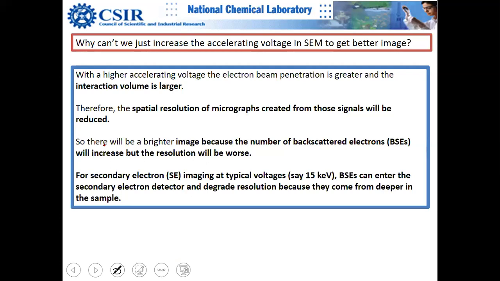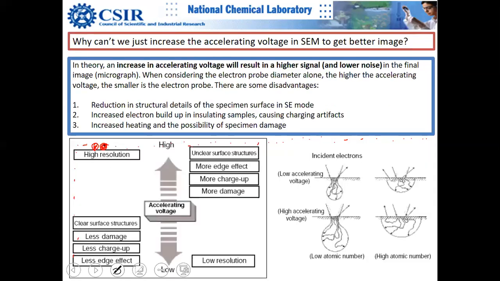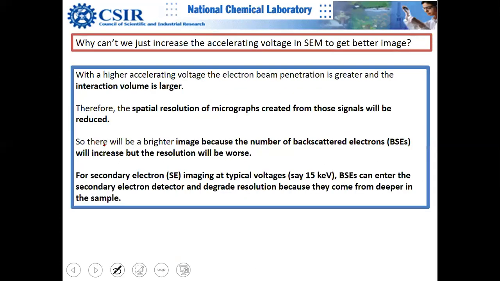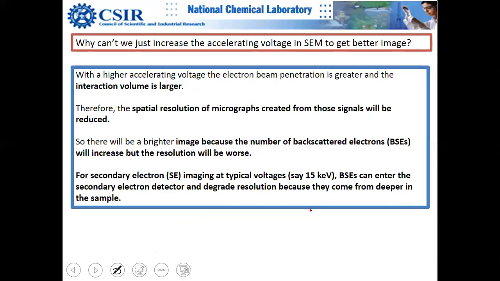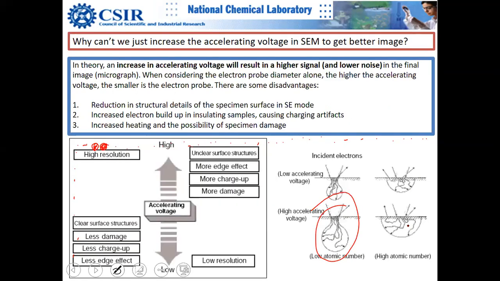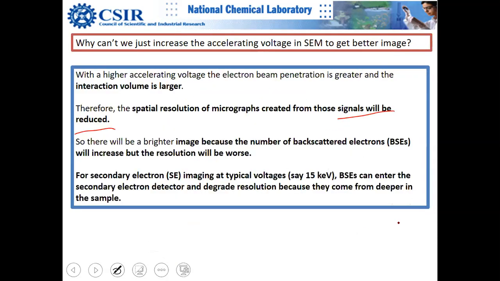Why can't we just increase the accelerating voltage and get better images? With high accelerating voltage, the electron beam penetration is greater and the interaction volume is larger. You can see it here, right? Therefore, the spatial resolution of the micrograph will be reduced. Please remember that. If you accelerate much deeper, your resolution will be worse. You can see that it is broadening. That's what I was trying to explain.